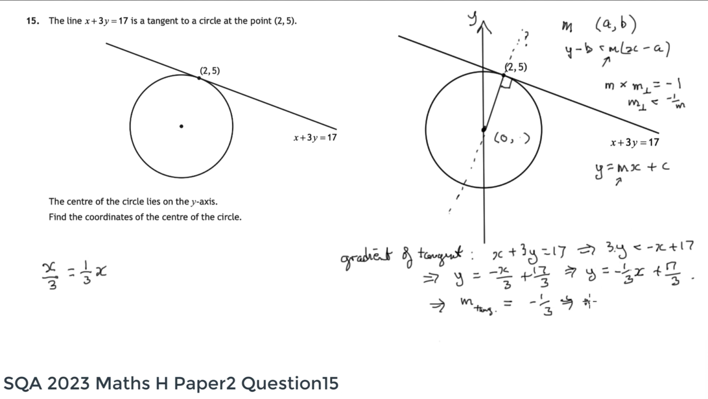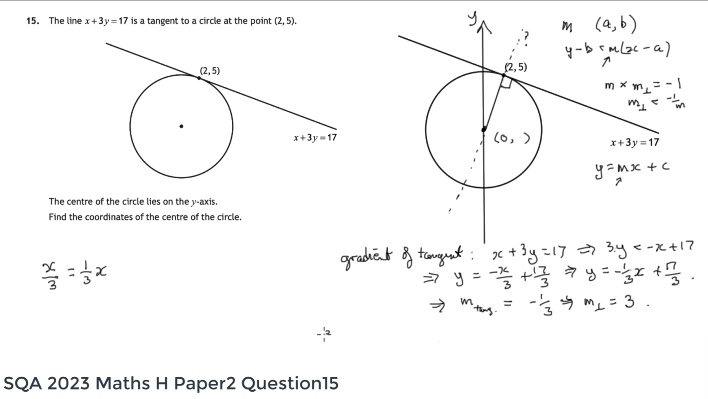So therefore the perpendicular gradient, that's using this product being -1, what number times -1/3 will give you -1? Invert the third to become 3 over 1 and change the sign. So we get a gradient of 3. Now check, does that radius have a gradient of 3? 1 along, 3 up, 1 along, 3 up. It looks reasonable. So that's the gradient of the perpendicular, that line there.